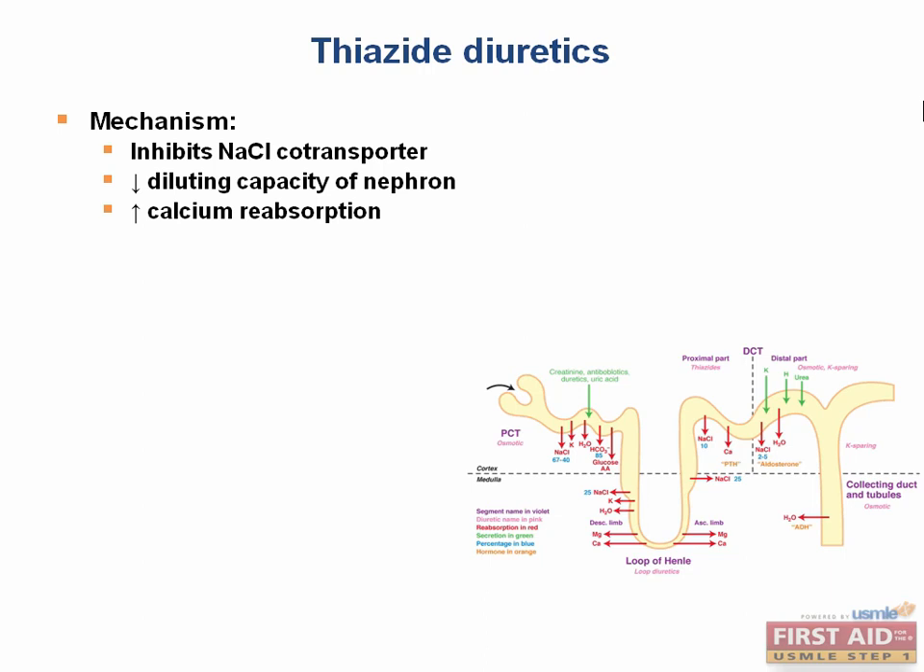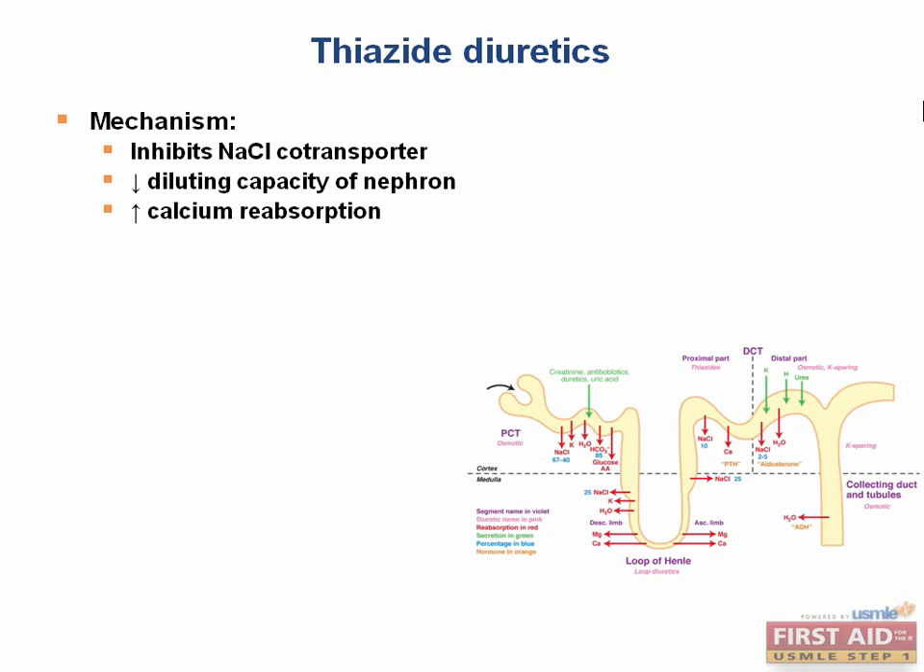Hydrochlorothiazide is the prototype of thiazide diuretics. It works by inhibiting the sodium chloride cotransporter in the distal tubule, leading to sodium chloride, potassium, and water loss. The distal tubule is important for diluting the filtrate, so inhibiting this cotransporter reduces the ability of the nephron to do what to the urine? Well, the nephron can no longer dilute the urine. Therefore, more ions are excreted.